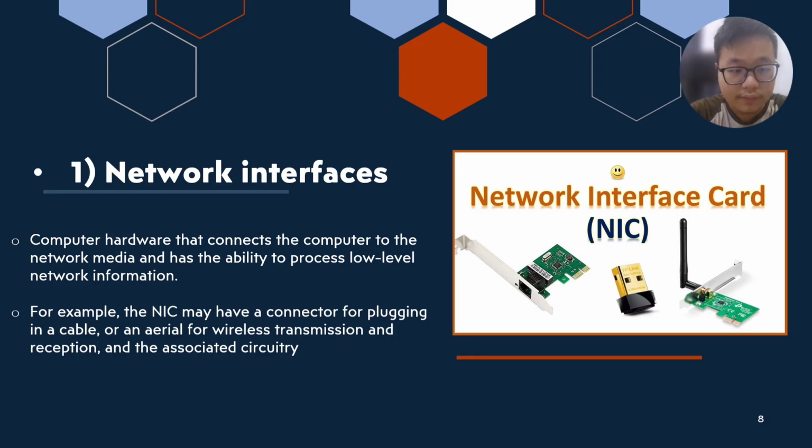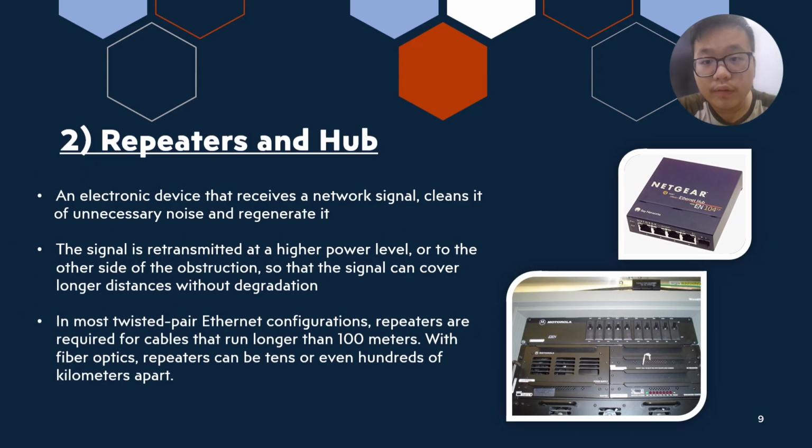They are a computer hardware that connects the computer to the network media and has the ability to process low-level network information. So second, repeaters and hubs. They are electronic devices that receive a network signal, clean it of unnecessary noise, and regenerate it. So the signal is transmitted at a higher power level or to the other side of the obstruction so that the signal can cover longer distance without degradation.